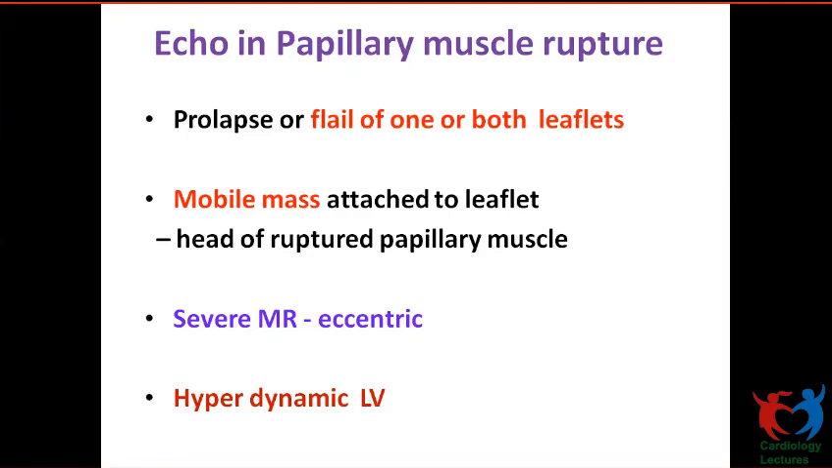Here, there can be prolapse and more often flail of one or both leaflets. You can see the mobile mass attached to the leaflet, which is the head of the ruptured papillary muscle. It leads to severe eccentric MR, and the LV, as you saw here, is hyperdynamic.